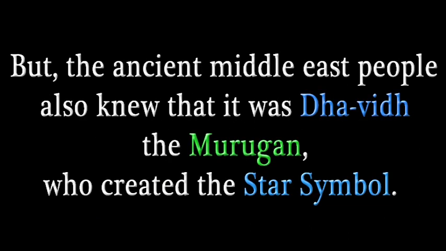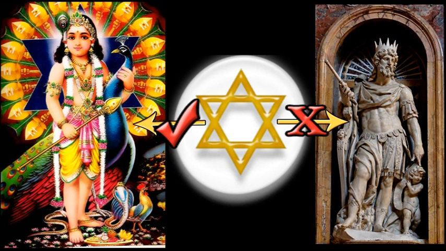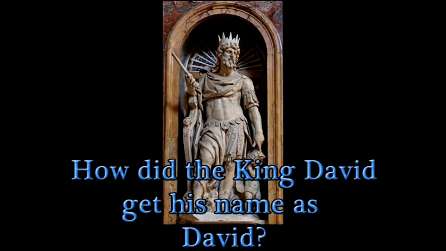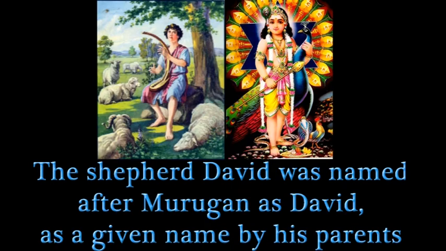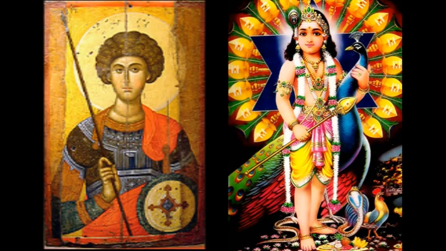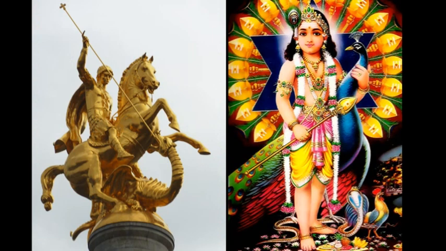But the ancient Middle East people also knew that it was David, the Murugan, who created the star symbol. Obviously, it was called the Star of David, and the David here referred to Murugan and not King David. How did the King David get his name as David? The shepherd David was named after Murugan as David as a given name by his parents. It is like Christians naming their children as George after Murugan. The shepherd David later became the second king of Israel.